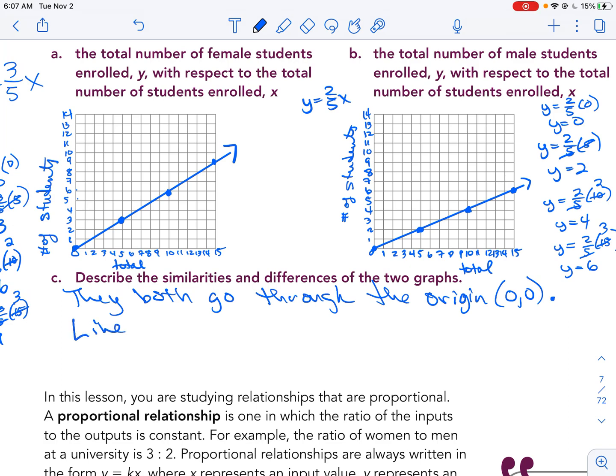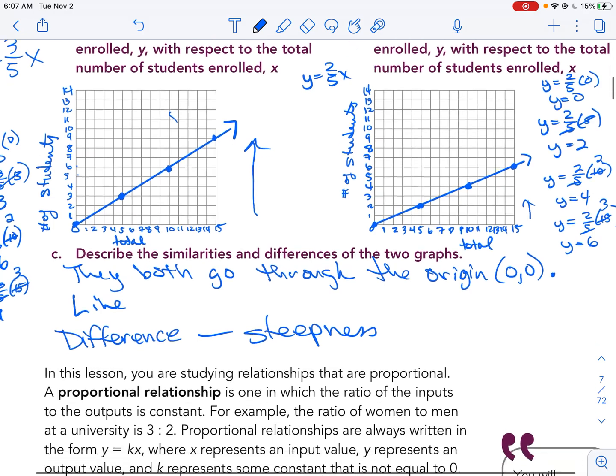They both make a line. Actually, in this picture, it's a ray, but it would make a line if it went into the second quadrant and the third quadrant. Now, difference: how steep it is. Remember we talked about steepness before? How steep it is, how high it is. This one is much taller than this one. This one's not as tall.